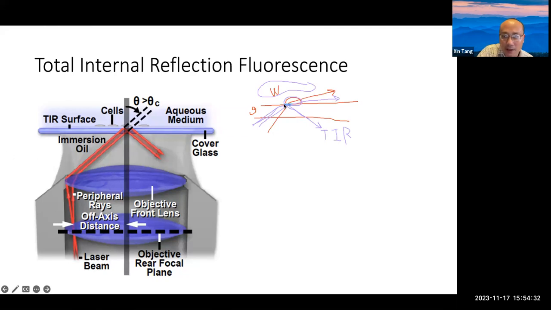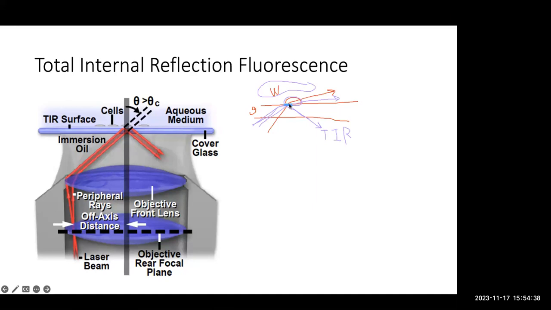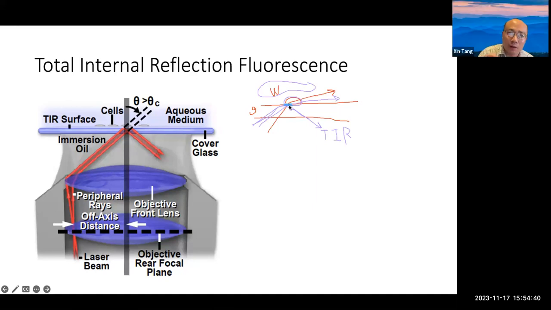At this heating point, do you guys see my blue part? Blue joining here? At this heating point, the light will convert its mode. Light is a transverse wave. It will convert from the transverse wave into another wave called the evanescent wave.